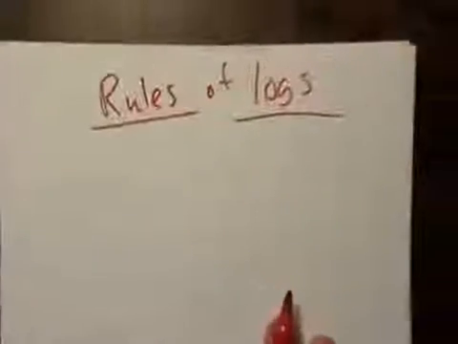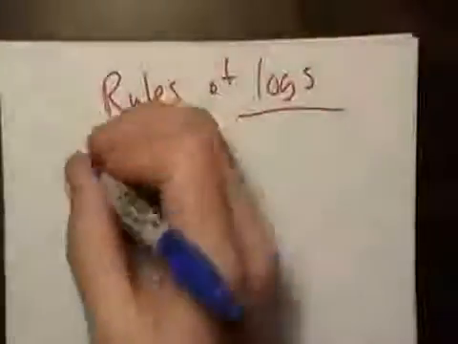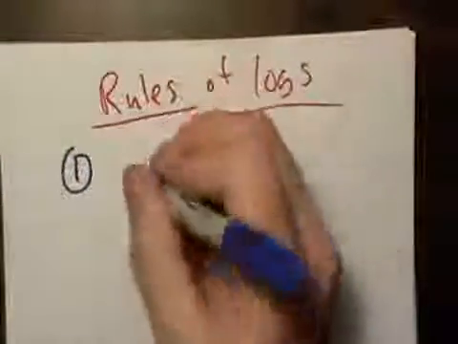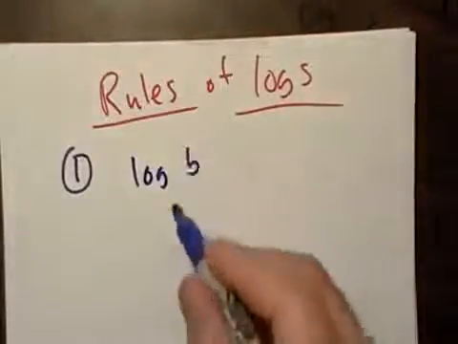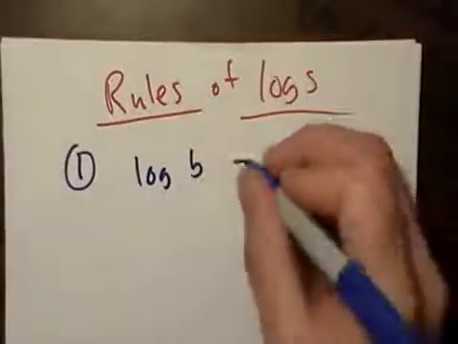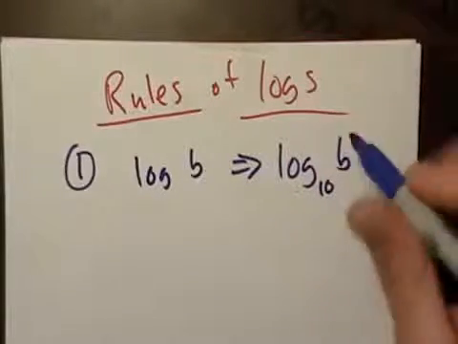So let's dive into some rules of logs. Rules of logs. Okay, the first rule, one of the first things about logs: if there's nothing written down as the base, it's implied that there's a 10 down there.